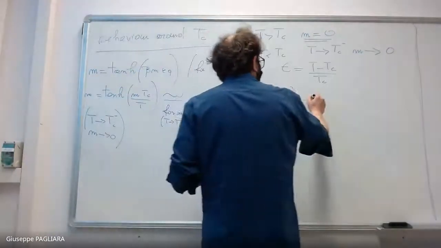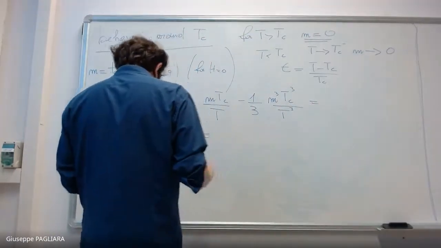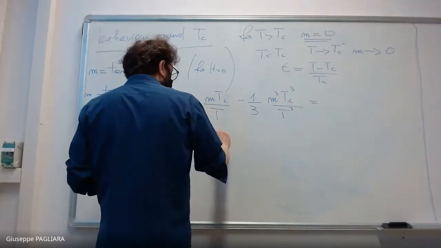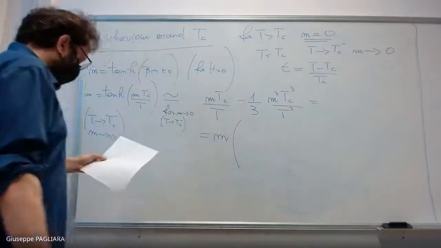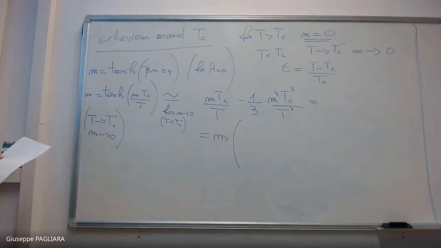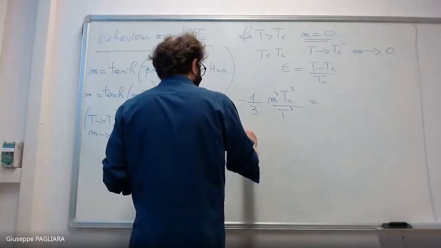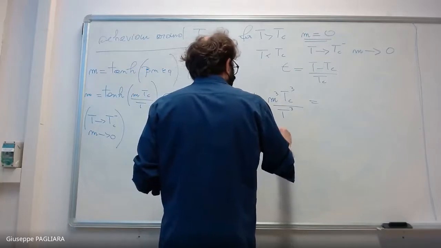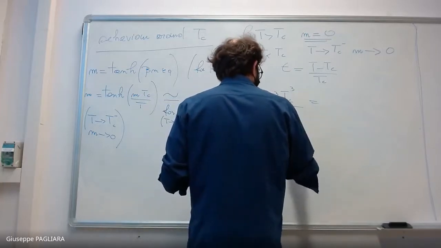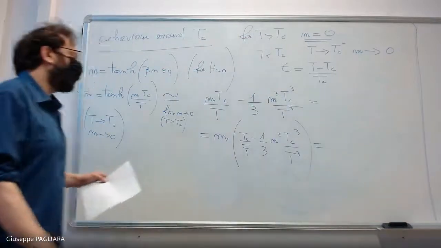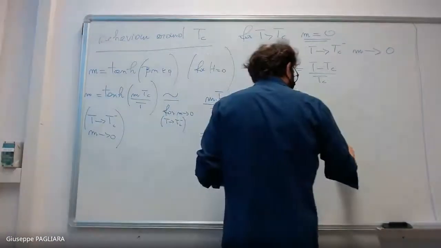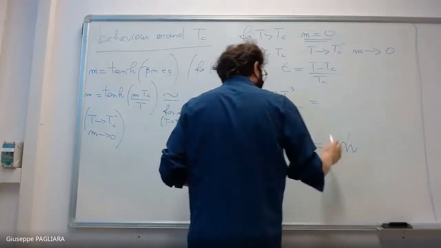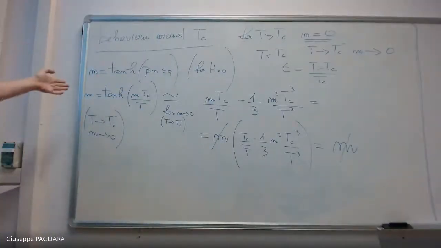Okay. Now I can collect something. In particular, let me collect M from here. So here you have Tc divided by T minus 1/3. Here I have M squared, Tc cubed divided by T cubed, and this was equal to M. Therefore, this drops. And I can now find, and this expansion is done for this purpose, the value of M at T approaching Tc from below.